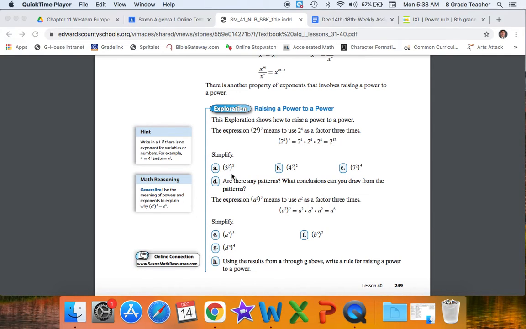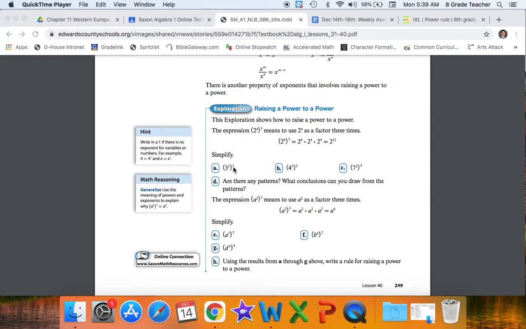For example, in letter A, I've got 3 squared to the 3rd power. I'm going to take the 2 and the 3 that are in the exponent and multiply those together. 3 times 2 is 6. So my answer would be 3 to the 6th power. Now if the question is asking you to solve, then you would actually multiply 3 times 3 times 3 times 3 times 3 times 3 to find your answer. But here they're asking you to simply simplify, not solve. So you can just write that out in exponent form.